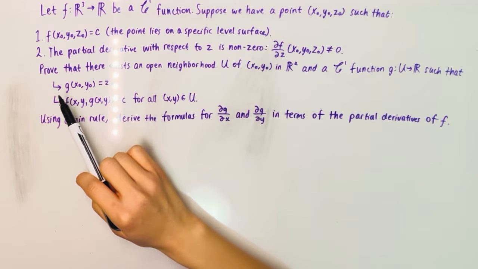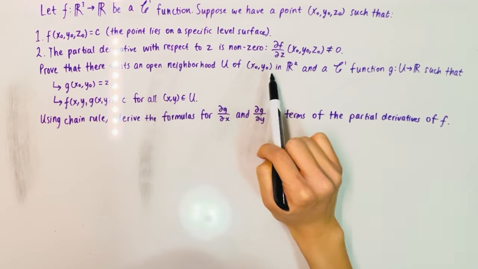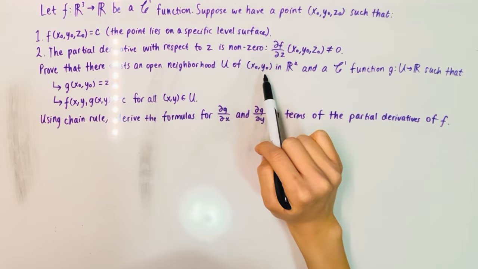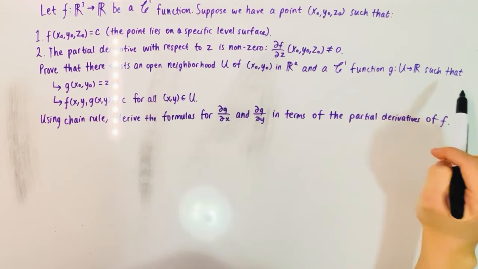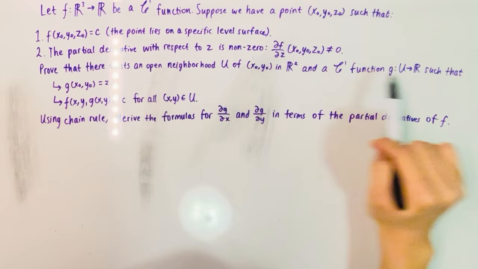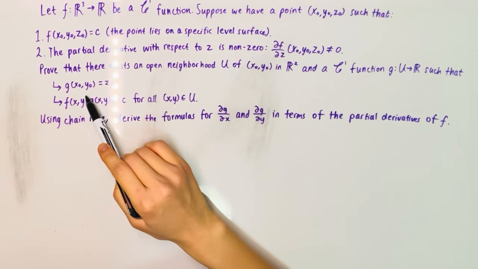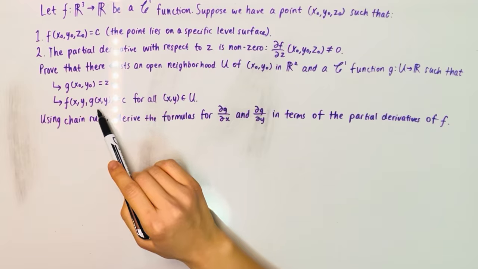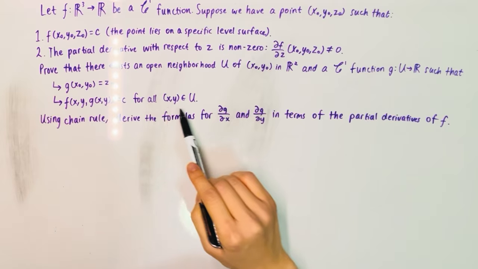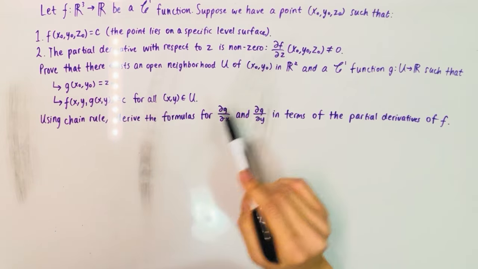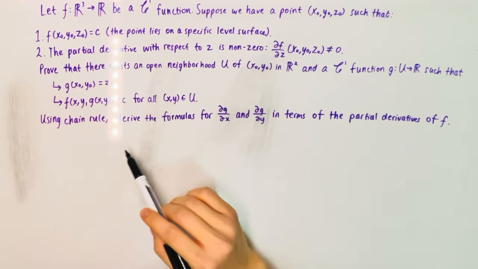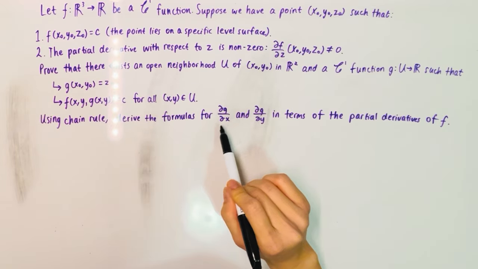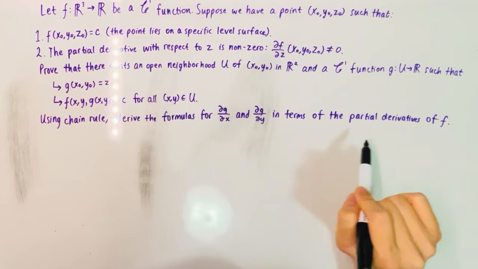Prove that there exists an open neighborhood U of x0, y0 in R squared, and a C1 function g from U to R such that g of x0, y0 is z0, and f of x, y, g of x, y equals c for all x, y in this open neighborhood. And then finally, using the chain rule, let's derive the formulas for dg dx and dg dy.